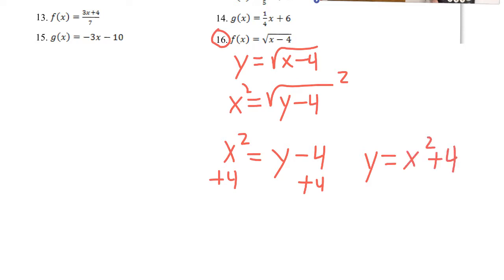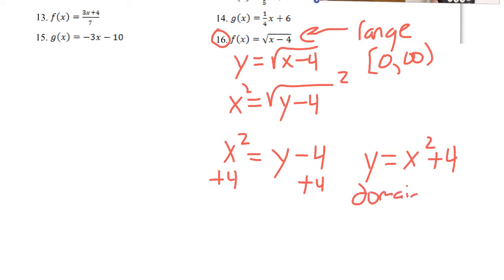However, remember the range of the original is the domain of its inverse. So the range of the square root of x minus 4, the range would be 0 to infinity. So the domain of this one is 0 to infinity.